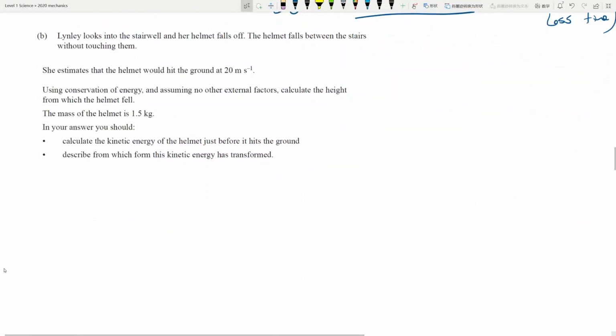Part 2. Lily looks up and her helmet falls off. The helmet falls freely without touching anything. She estimates the helmet would hit the ground at 20 meters per second.